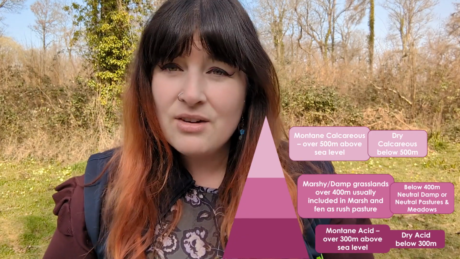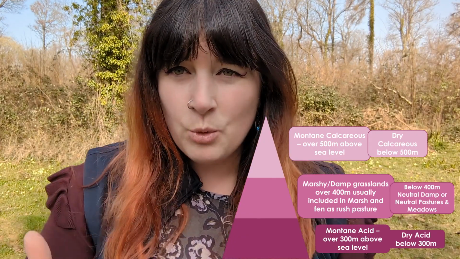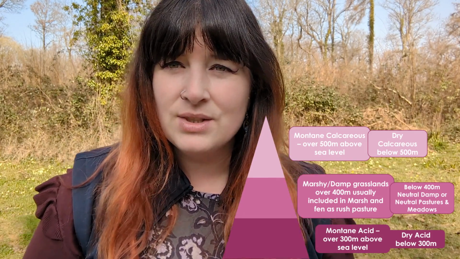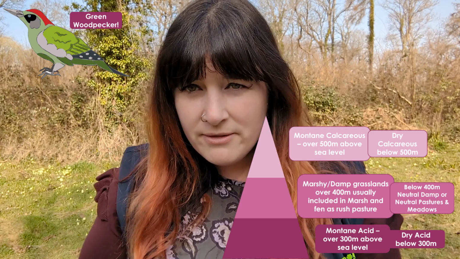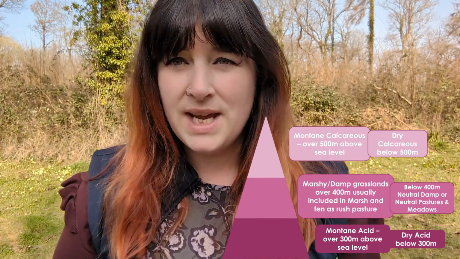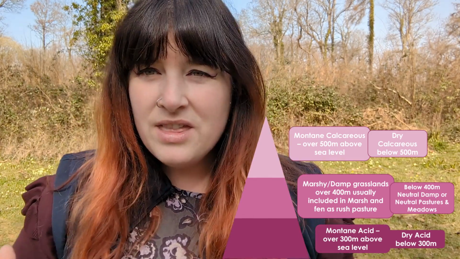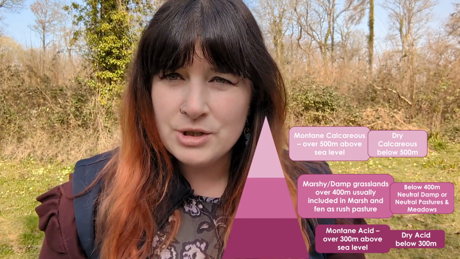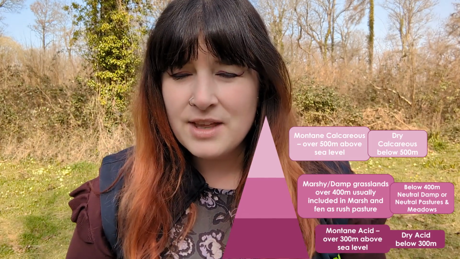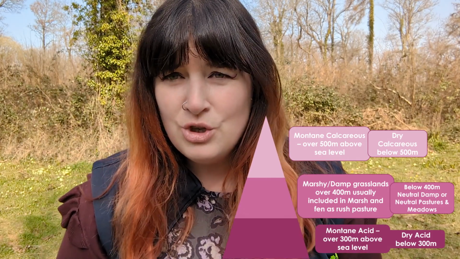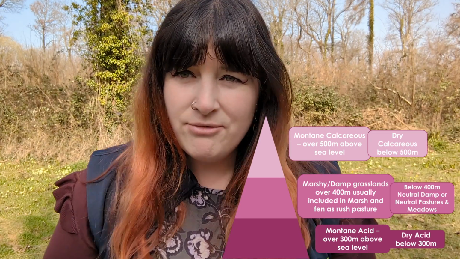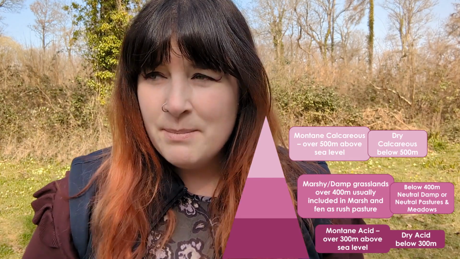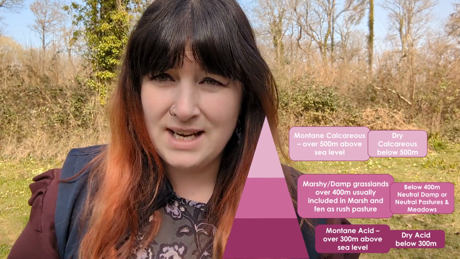Whereas with things like the calcareous, 500 metres is the point where you change from one to the other. So if you're below 500, then you're just in dry calcareous within lowland grassland, and if you're above 500 metres, then you want to be in the montane calcareous grassland. With the damp grassland and the meadows and pastures, it's about the 400 metre mark. Again, if you're below that, then you're within neutral pastures and meadows or neutral damp meadows. Above 400 metres, then you might be looking at a completely different habitat, maybe like a flush or something that's in the montane region.